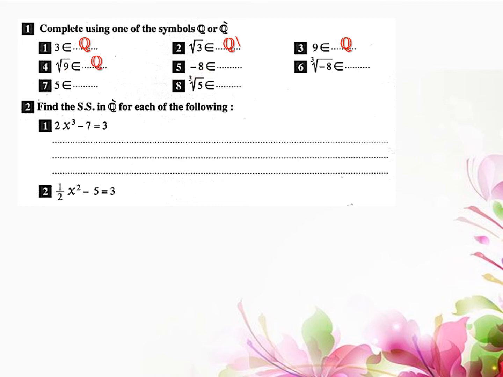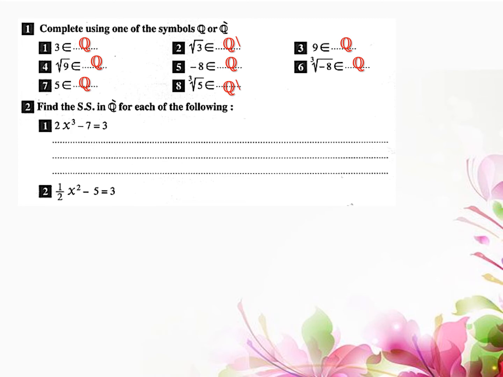Negative 8 is an integer, and the set of integers belongs to the rational numbers. Cube root of negative 8. Negative 8 is a perfect cube number, so cube root of negative 8 equals negative 2. Then cube root of negative 8 belongs to rational numbers Q. 5, an integer, belongs to Q, and cube root of 5 belongs to Q dash because 5 is a non-perfect cube number.